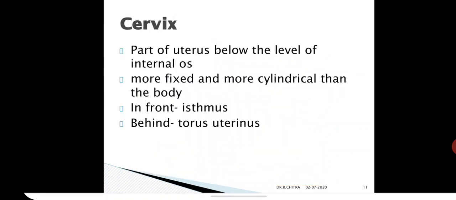Now we have finished the body of the uterus. Now the cervix of the uterus. The part of the uterus below the level of the internal os or isthmus will be called the cervix. It is a more fixed and more cylindrical part than the body of the uterus. So it is marked in front by the isthmus and behind by a transverse ridge, that is called the torus uterinus.